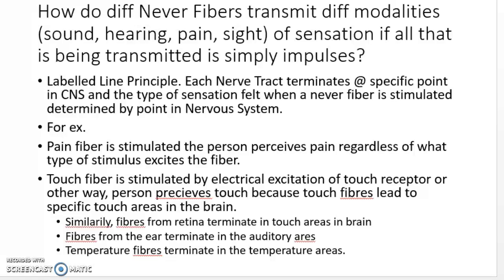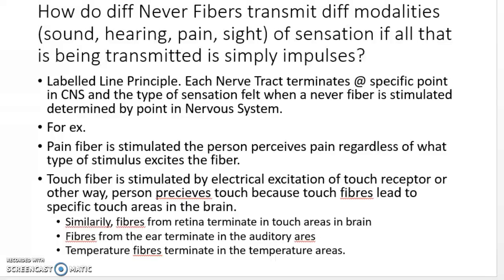So the labeled line principle is very simple. It's just like one line. Each nerve tract terminates at a specific point in the central nervous system, and the type of sensation felt when a nerve fiber is stimulated is determined by the point in the nervous system to which the fiber leads.